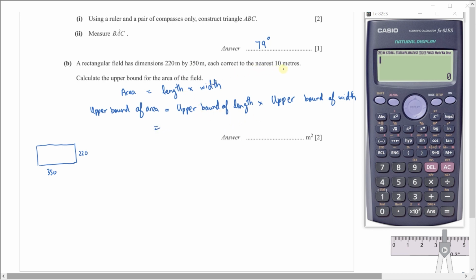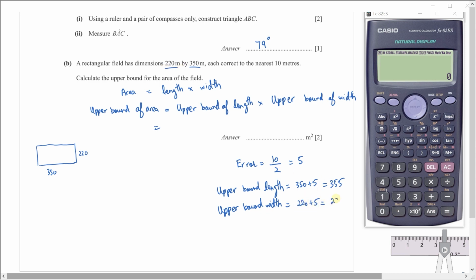So your degree of accuracy is 10 meters. So your error in your values of length and width will be your degree of accuracy divided by 2. So 10 divided by 2, you will get 5. So upper bound length will be, so let's call this the length, the greater one, 350 plus 5, the error value. So you will get 355. And the upper bound of the width will be your width 220 plus the error value. So you will get 225.